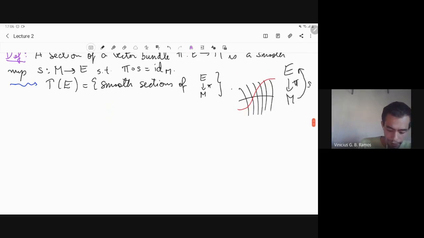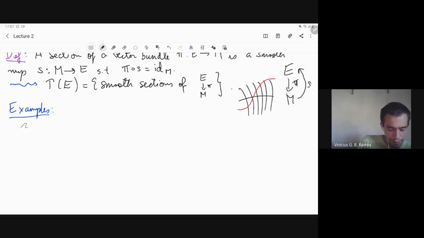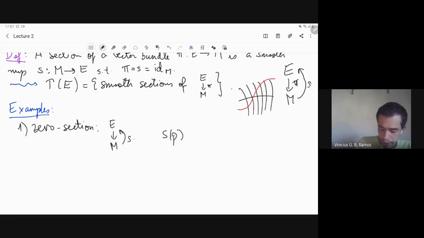So now let's do some examples, and I think that's where it's going to get more interesting. The first example is, I would say, the prettiest of all, because it always exists in a vector bundle. It's called the zero section. If you have a vector bundle, you can just consider the map S that takes P to 0, the 0 in EP.